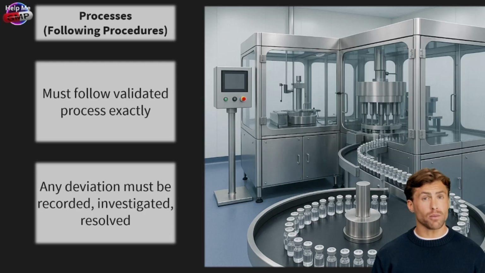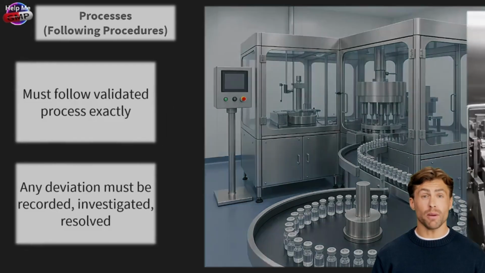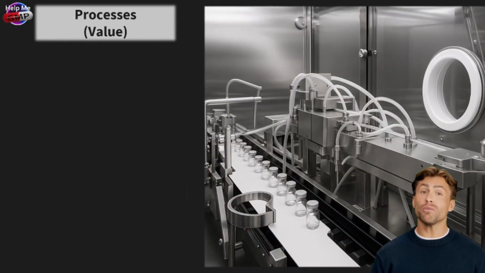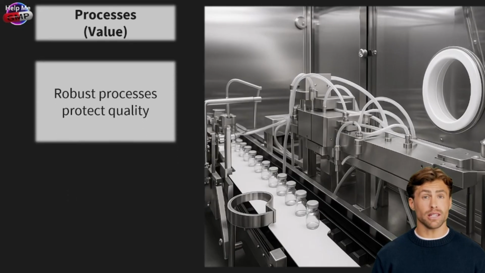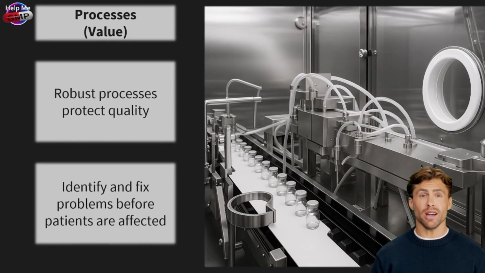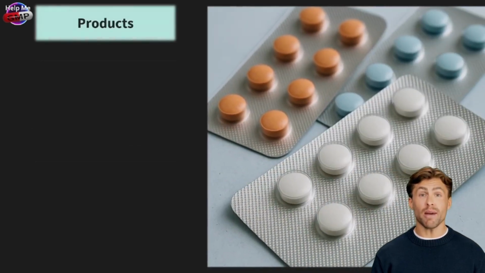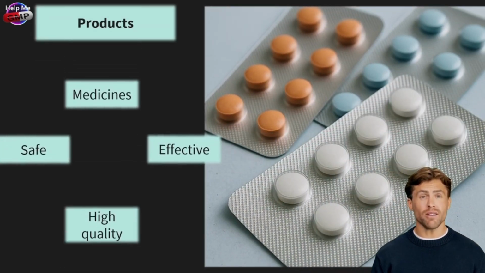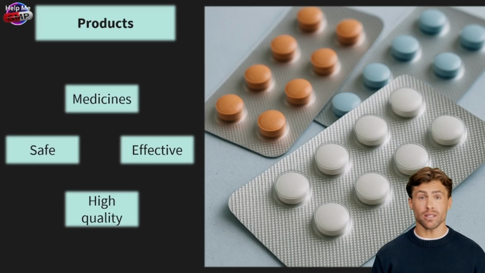Change control is a vital part of process management. If a change is needed, whether it's a new piece of equipment, an updated material, or a modified step, it must be assessed for risk, approved, and revalidated if necessary before implementation. Robust processes not only protect product quality, but also make it easier to identify and correct problems before they reach the patient. The ultimate goal of GMP is to produce medicines that are safe, effective, and of the highest quality.